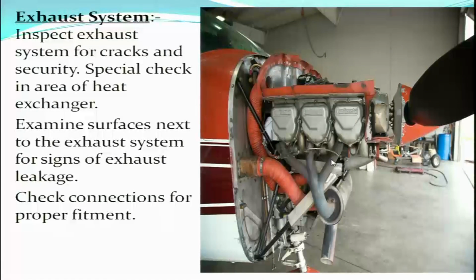Special check should be made in the area of the heat exchangers. So special checks are to be carried out. Examine surfaces next to the exhaust system for signs of exhaust leakage. The adjacent areas in the exhaust system also need to be inspected for any signs of exhaust leakage. Check connections for proper fitment. So all the connections need to be inspected for proper fitment.